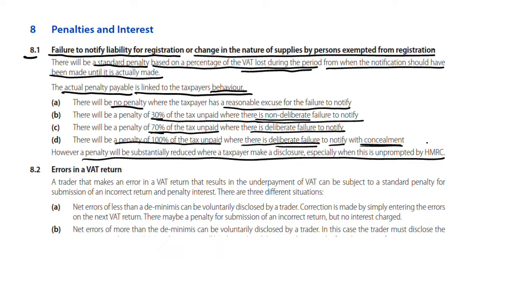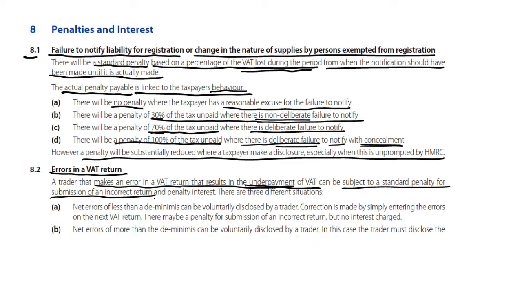Once you're registered, as we know, if you are late submitting the VAT return or late in paying the VAT in relation to that return, we've got our default surcharge system. But what about now? The second section, where there are errors in the VAT return that we have submitted. So a trader that makes an error in a VAT return that results in the underpayment of VAT can be subject to a standard penalty for submission of an incorrect return.